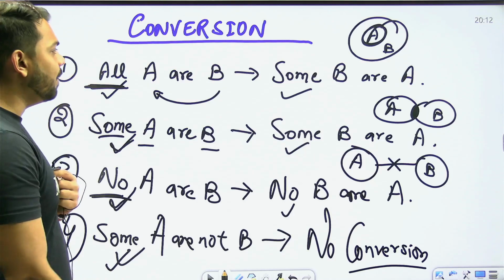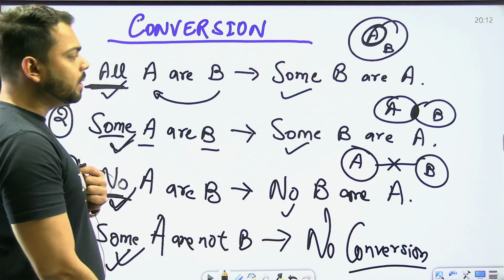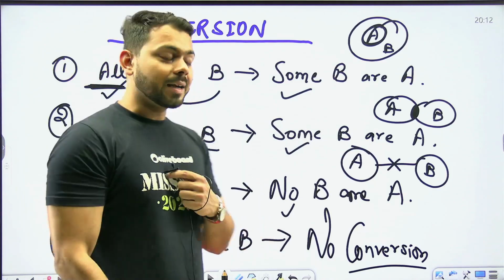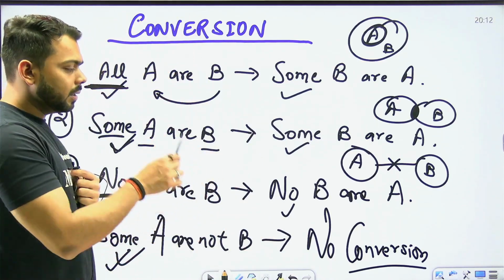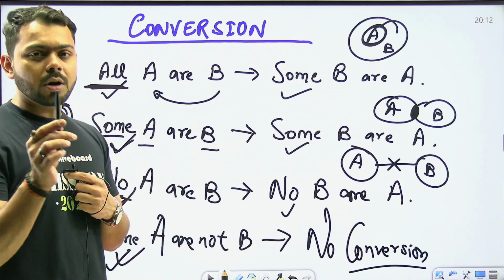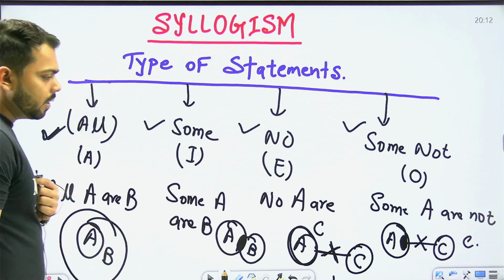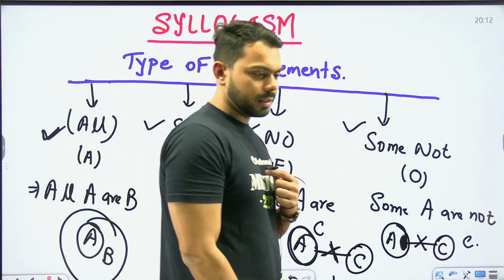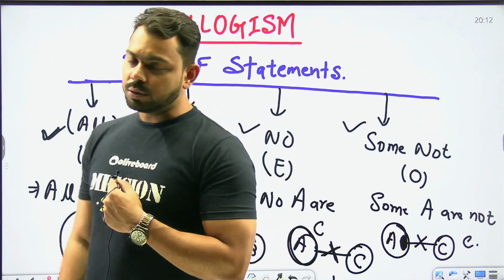Also, we have discussed the conversion part, how we can do the conversion of statements. The conversion of a no type of statement is no. For some not type of statement, there will be no conversion. And at first, we discussed the types of statements. So I hope you get the basic concept of syllogism in today's class.